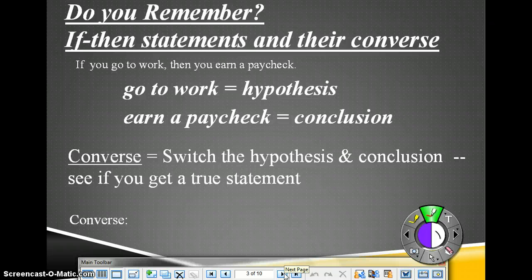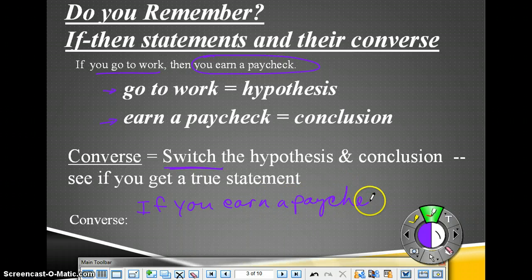Okay, so do you remember if-then statements and their converse? We're going to talk about that a lot today. So here's just a reminder. If you go to work, then you earn a paycheck. So go to work would be your hypothesis, earn the paycheck would be your conclusion. These are the things that we underlined and we circled, if you remember doing that lesson. So then our converse, we're going to switch the hypothesis and the conclusion and see if you still have a true statement. So for this, our converse would be if you earn a paycheck, then you go to work.